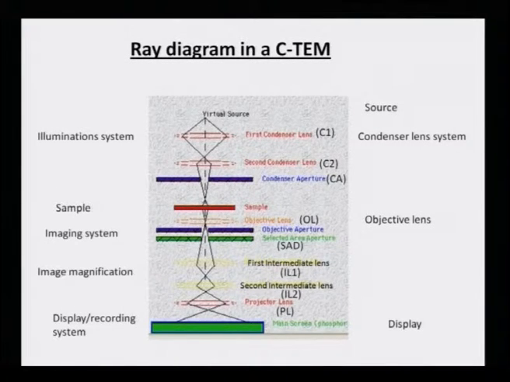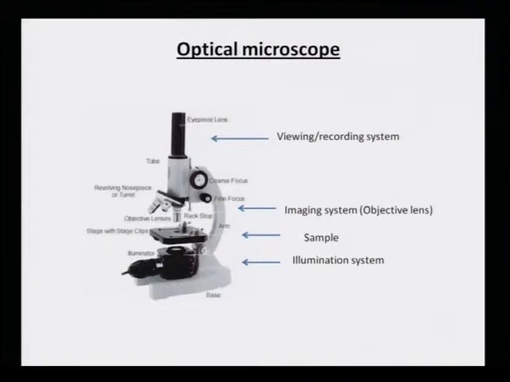Now, obviously, one needs to know what the different things are in a normal transmission electron microscope as compared to an optical microscope. Let me just go back to the optical microscopes. An optical microscope consists of basically 3 things. One is the illumination system, that is the light in an optical microscope. You can either have an illumination system coming from down in a biological microscope or coming from top in a metallurgical microscope.